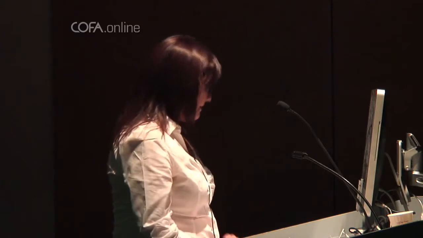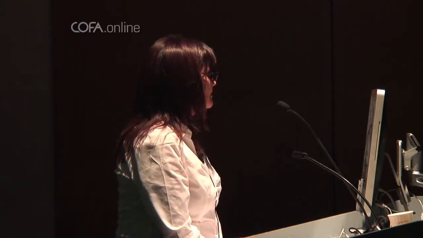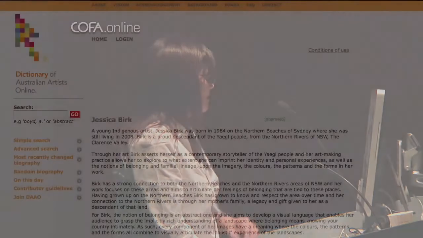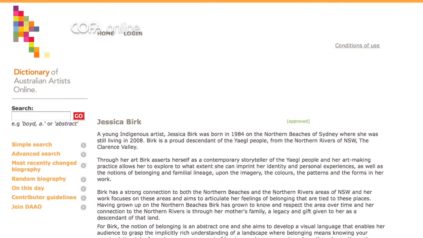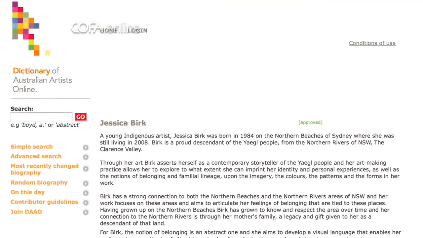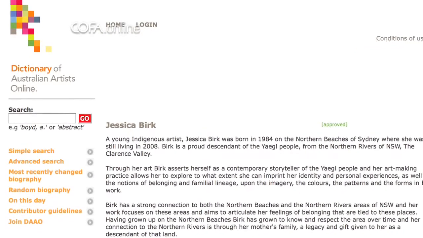And this has actually happened with one young woman who's a COFA graduate, Jessica Burke. She came across her own stub on the DAO and rewrote her own biography herself, and did it in the language of the DAO and under the DAO guidelines.